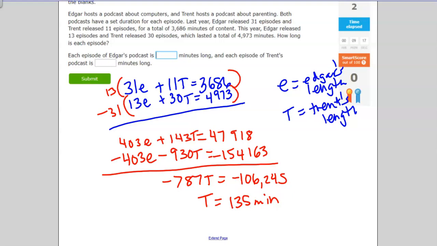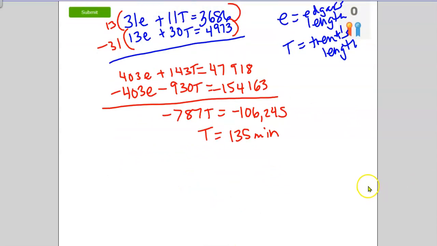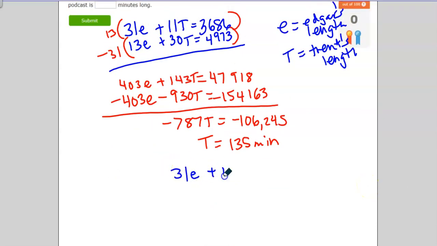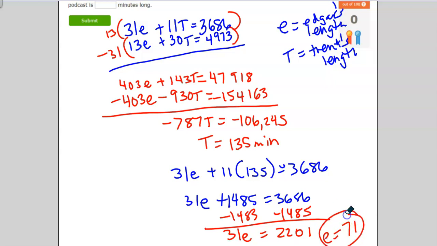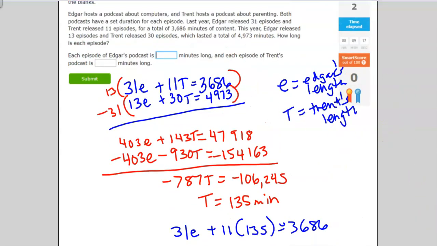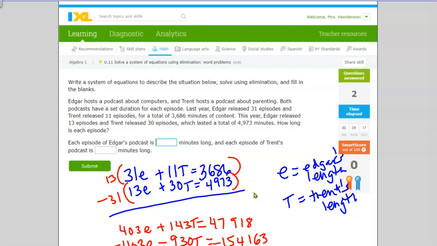Now I'm going to use that in one of my original sentences to determine the length of Edgar's video. So let's see. 31e plus 11 times 135 equals 3686. So 11 times 135 is 1485. I'm going to subtract 1485. I'm going to divide by 31. And I get 71 minutes for Edgar. Okay. You fill that in there blank. And that's how you solve word problems using elimination and multiplying to find your solutions.